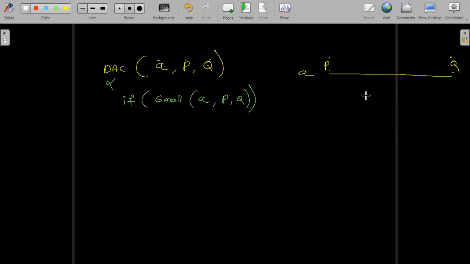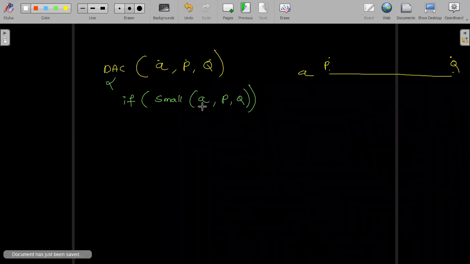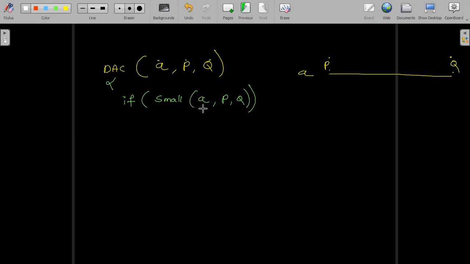Suppose, think like that, if the given array is small and this condition is true, if small A, where P is the initial index and Q is the final index, nothing but the last index, says very clearly that the given array is small, then what will it do? It will return.